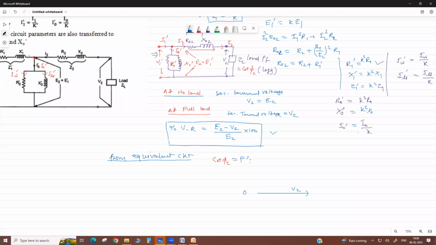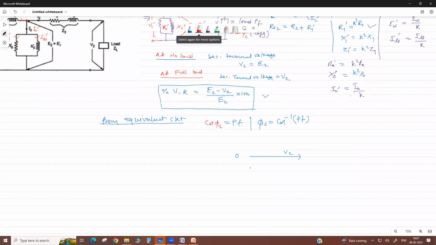Equals the power factor. Then we can calculate phi 2 equals cos inverse of the power factor, and then you get the angle. Suppose 0.8 is the lagging power factor, then your angle will be 36 degrees. So this load current at lagging power factor lags the voltage by phi 2.